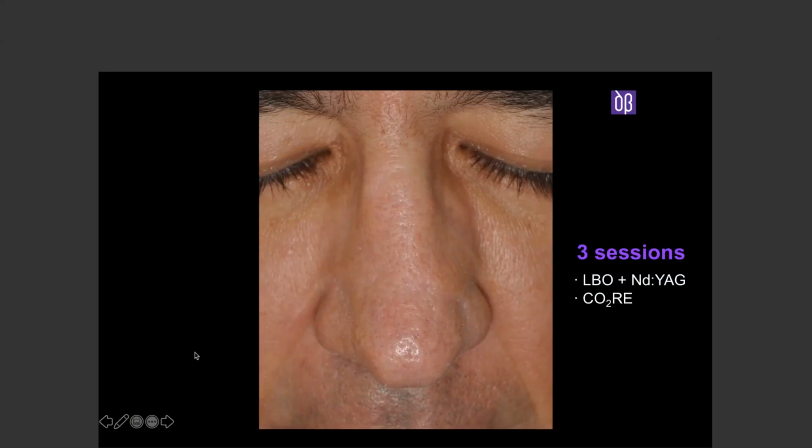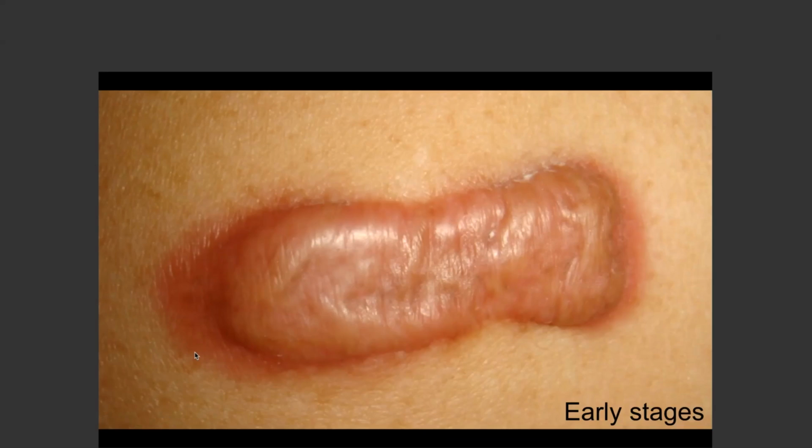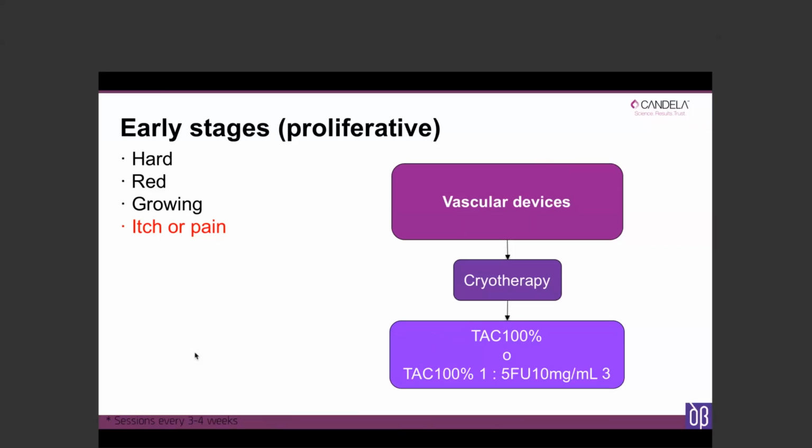Now we're going to talk about the early stages of a hypertrophic or keloid scar. When I say early stages, I mean when they are in a proliferative state, and we can deduce it just by watching and touching the scar. If we see a hard red scar and the patient tells us that it's growing or it causes itch or pain, we're talking about a proliferative scar, an early stage.